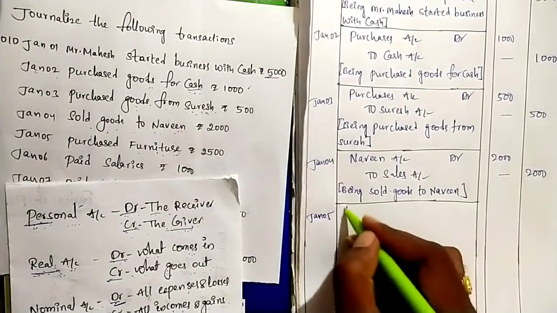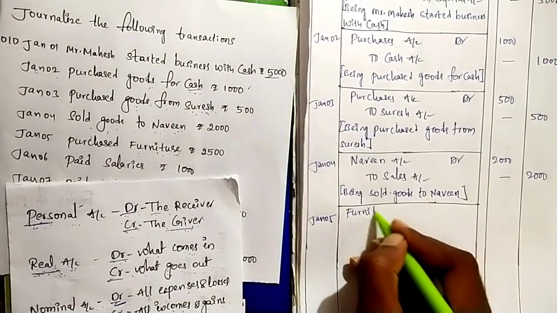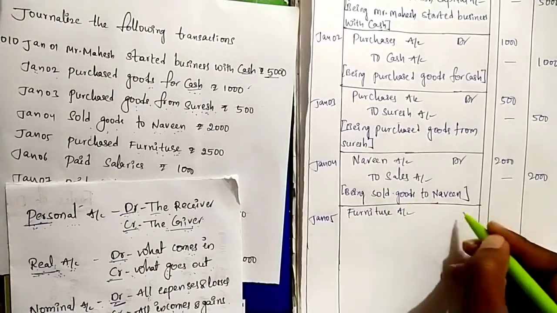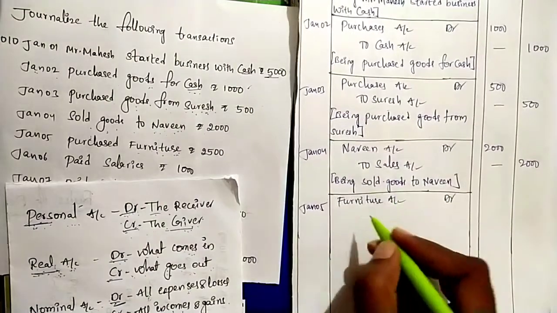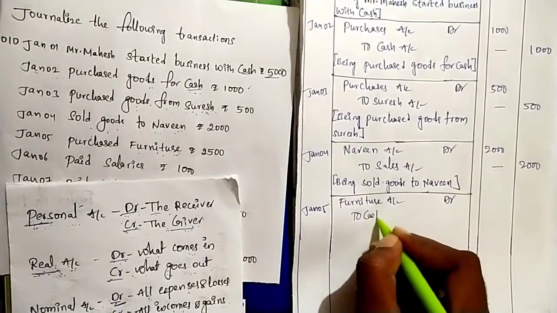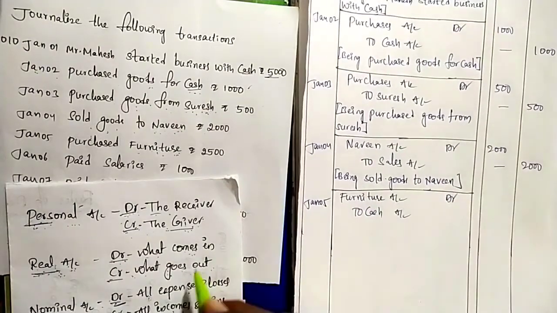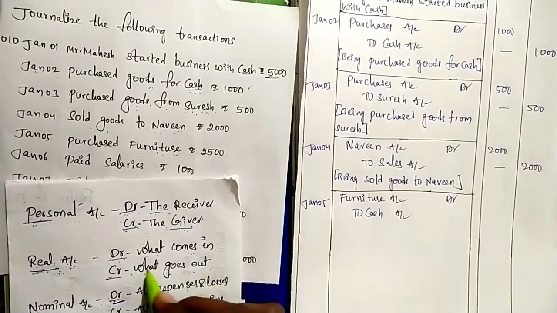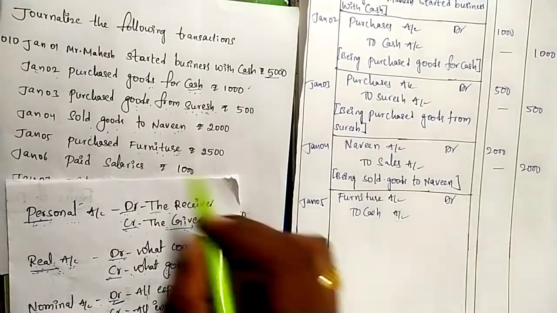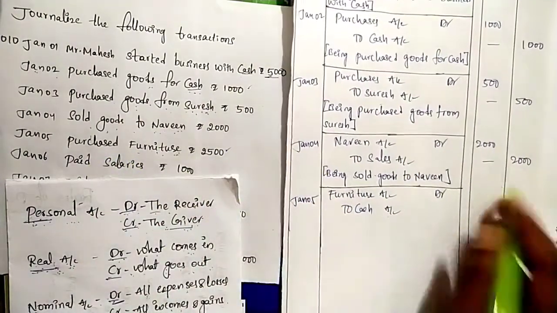January 5th, see this, furniture account debtor to cash account, because furniture comes in, that's why it is to be debited. Cash goes out, that's why cash account is to be credited. So how much? 2500.